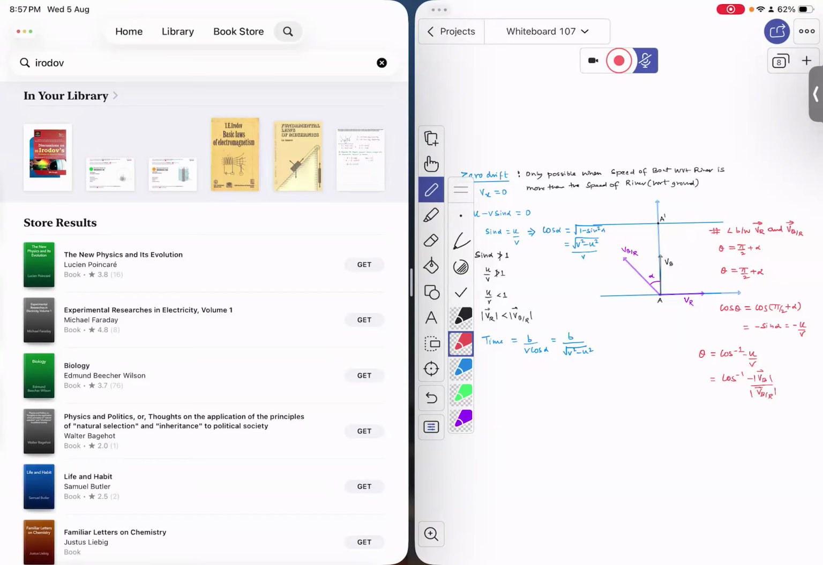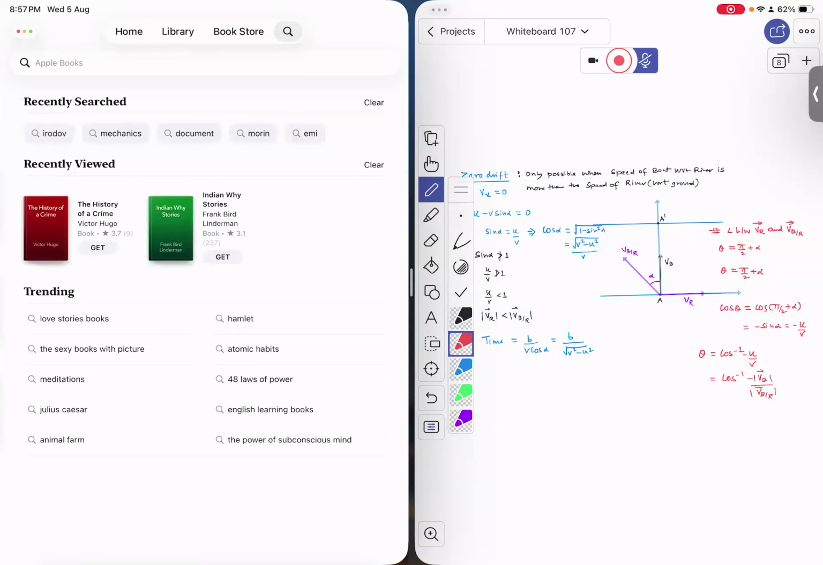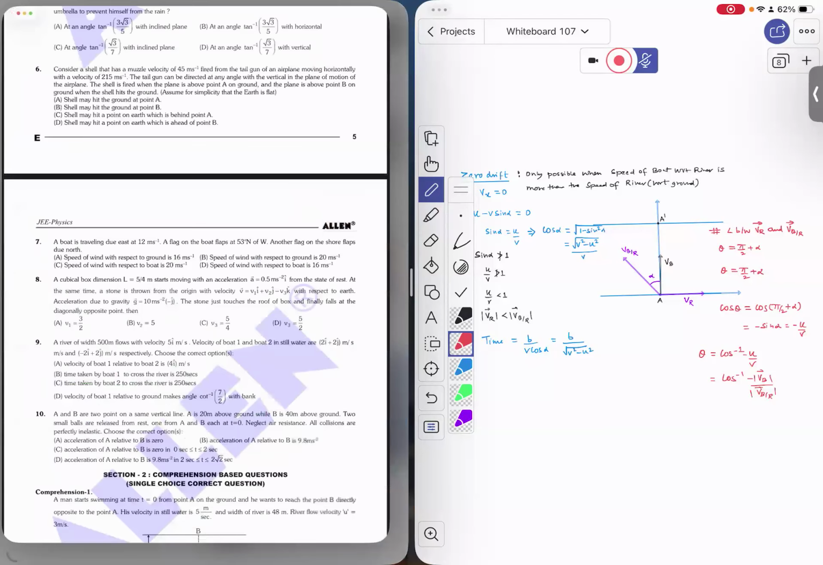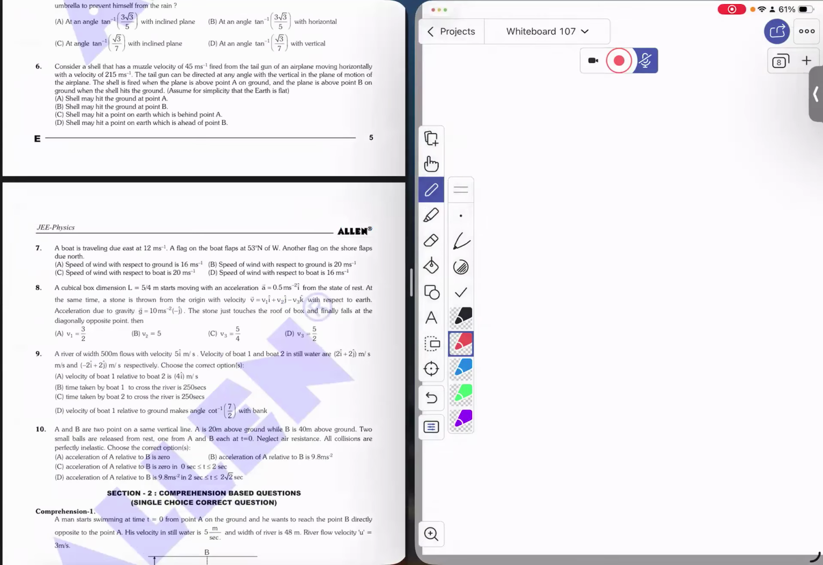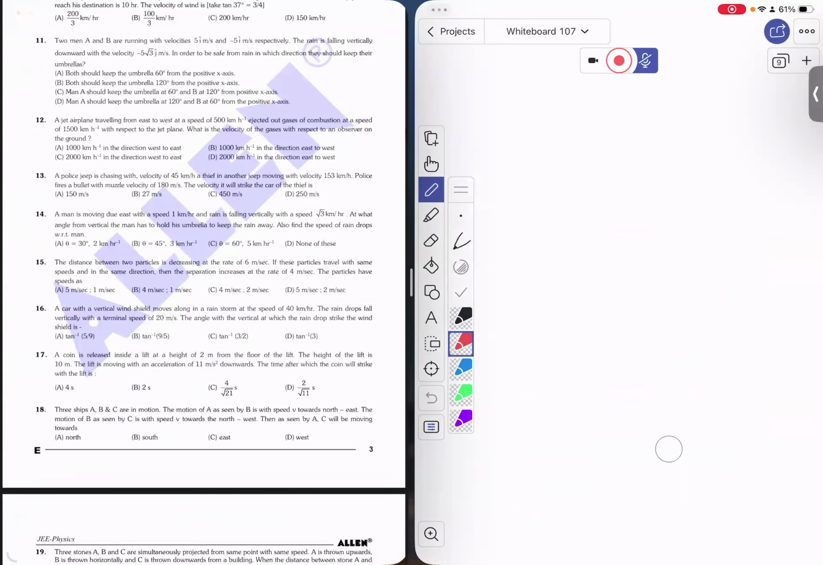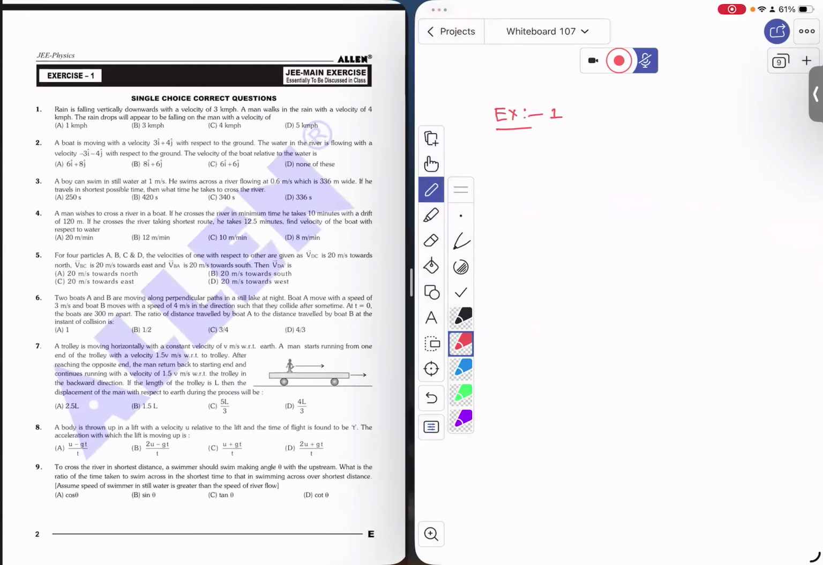Just a moment, I'll give the homework. First, I will write the exercise questions. Maybe 90% of the questions you're not able to solve. 90% I will discuss, but you must try. Exercise 1, question number 2, question number 3, question number 4.